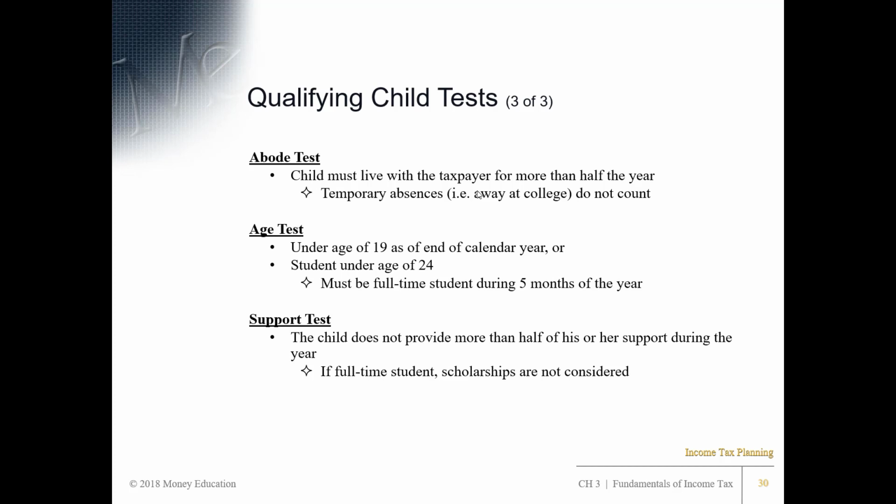They must be attending as a full-time student during 5 months of the year. So if they're in college and they're 23 and you provide more than half their support and they live with you, then that still counts as your child. The support test: the child does not provide more than half of their own support during the year. For a full-time student, scholarships are not considered support. But if I'm paying for college, that can count for support as well.